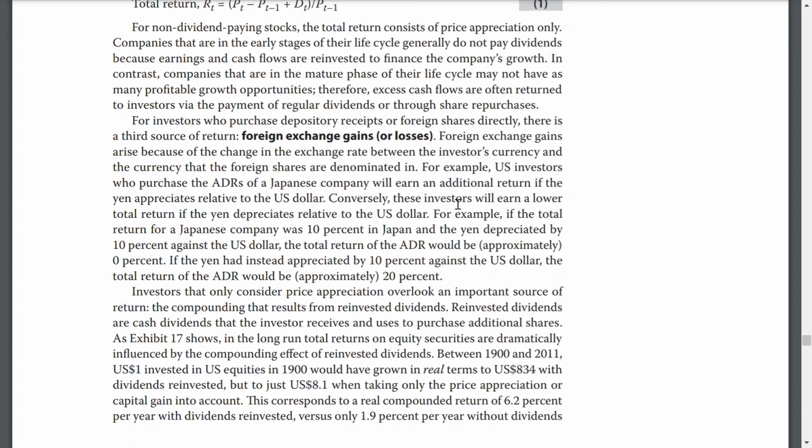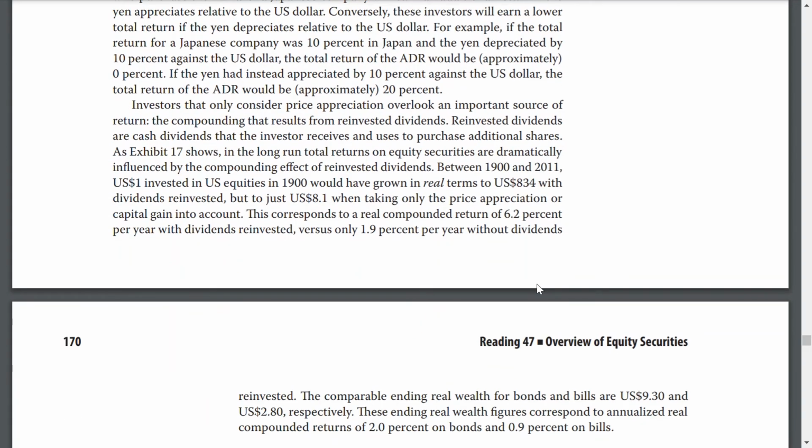Investors only considering price appreciation overlook an important source of return: the compounding that results from reinvested dividends. Reinvested dividends are cash dividends that the investor receives and uses to purchase additional shares. As Exhibit 17 shows, in the long run, total returns on equity securities are dramatically influenced by the compounding effect of reinvested dividends.